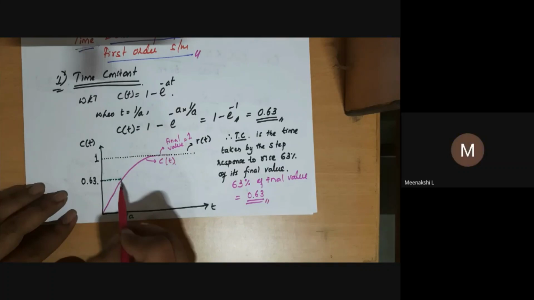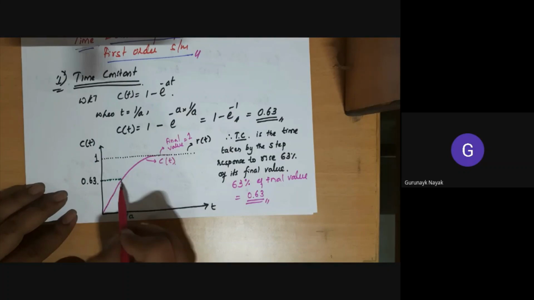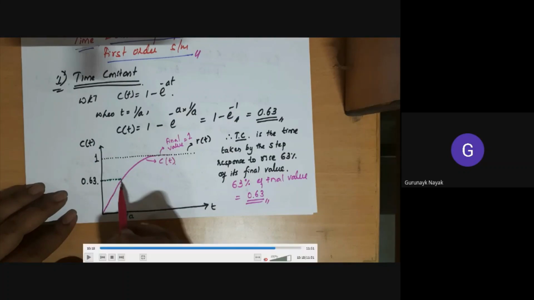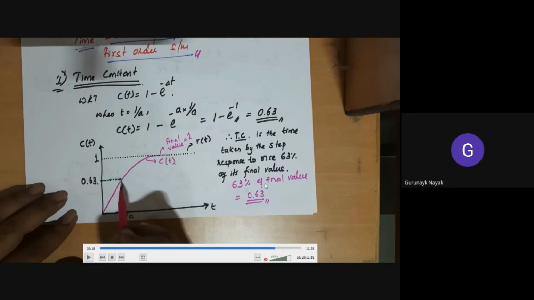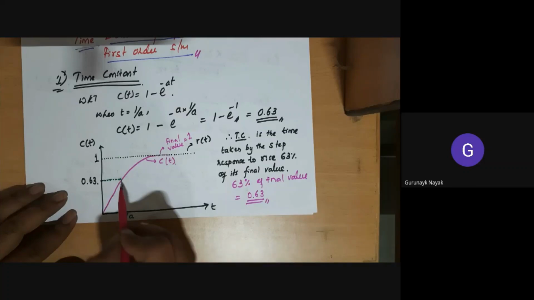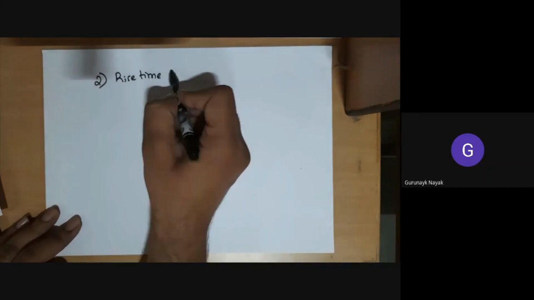Okay, be careful with respect to this definition. You should always deal with it with respect to the final value. 63% of its final value. So when the final value is other than 1, say it is 10, if I have applied a step function of magnitude 10, then my time constant definition is the time taken to reach 63% of the final value. So that's it. Next, moving to the second specification, which is called rise time.